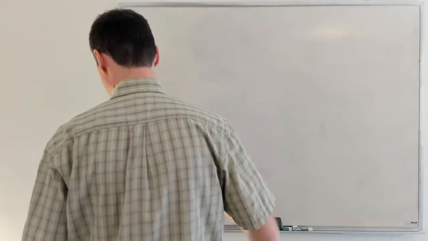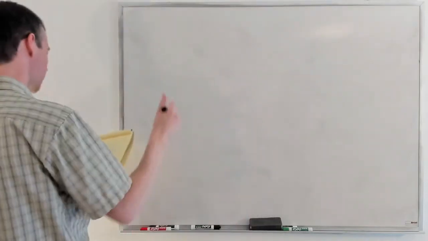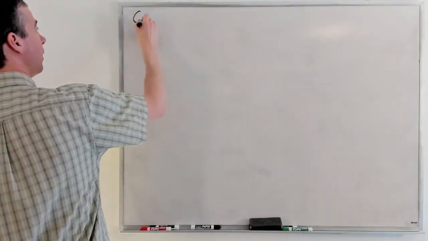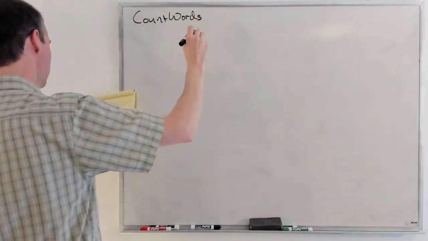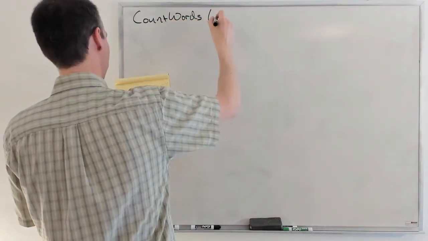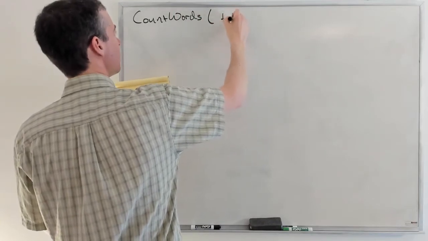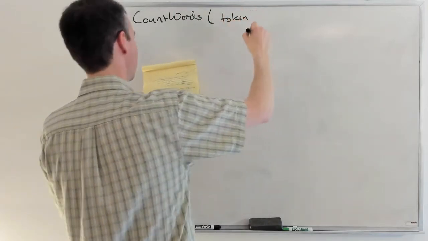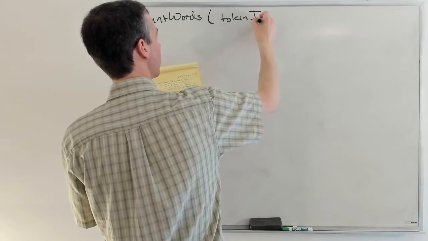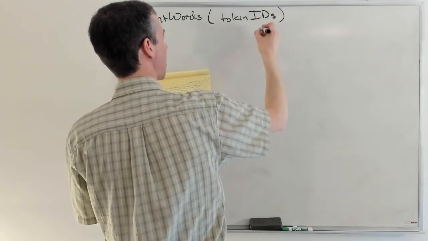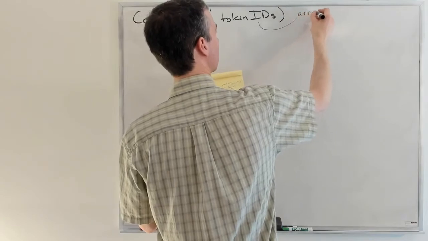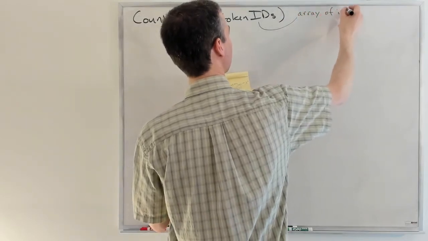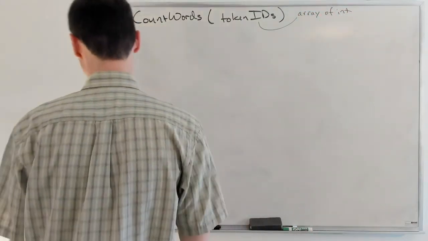Next up, how do we count words? Well, we see the same pattern over and over again of using these dictionaries where we look up and say, have you seen this before? Oh, if I have, I do something. If I haven't, I do something else. So again, our token IDs, this is our array of int coming in, not an array of strings.